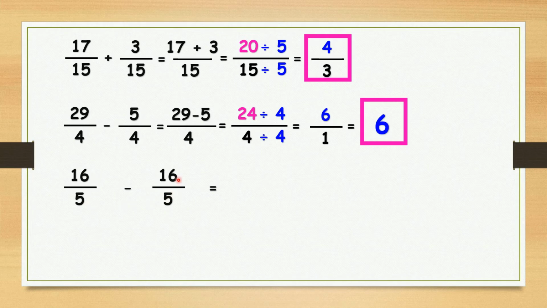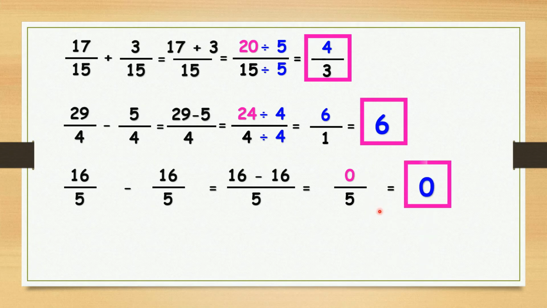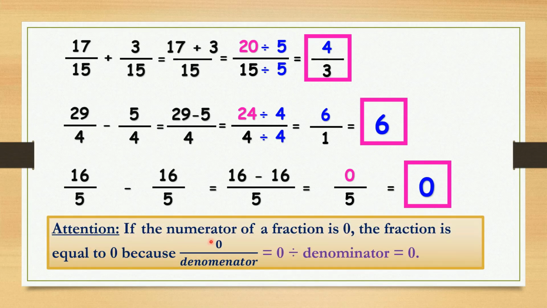16 over 5 minus 16 over 5 equals 16 minus 16 over 5 equals 0 over 5. And 0 over 5 is the same as 0 divided by 5. And when I divide 0 by any number, the answer is 0. And I box the final answer. So attention, if the numerator of a fraction is 0, the fraction is equal to 0, because 0 over any denominator is the same as 0 divided by this denominator, and 0 divided by any number equals 0.